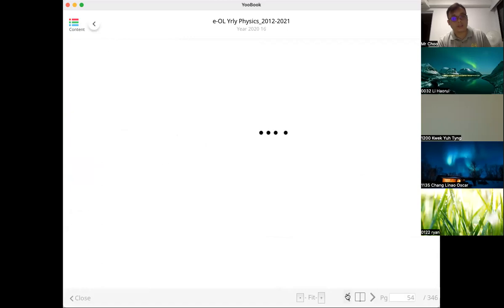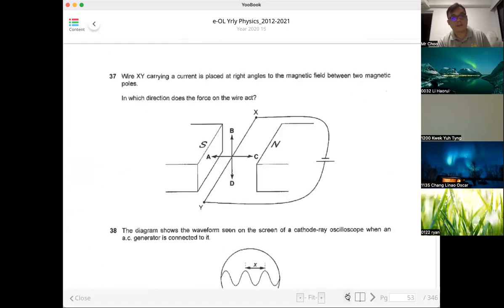Do question number 37. Okay, this one, a little bit of the motor already. So this one is using the Fleming left hand rule. The code word is FBI, if you all remember. So what is the answer for question number 37?